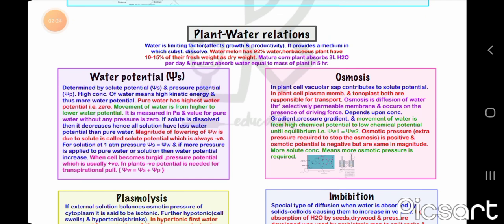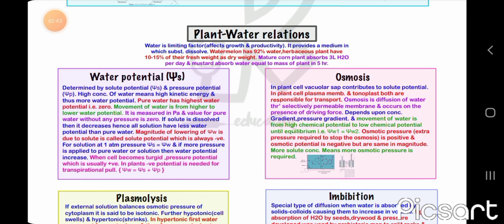Then water potential is determined by solute potential and pressure potential. High concentration of water means high kinetic energy and thus more water potential. Pure water has the highest water potential, that is 0. Movement of water is from higher to lower water potential. It is measured in Pascals, and the value for pure water without any pressure is 0.